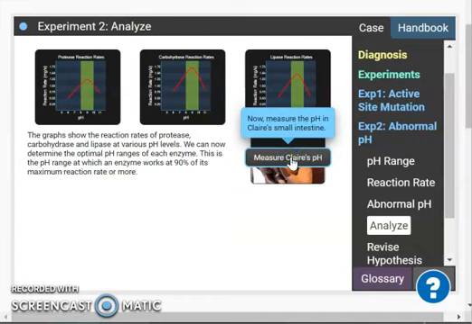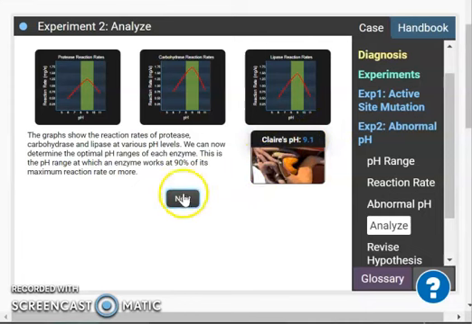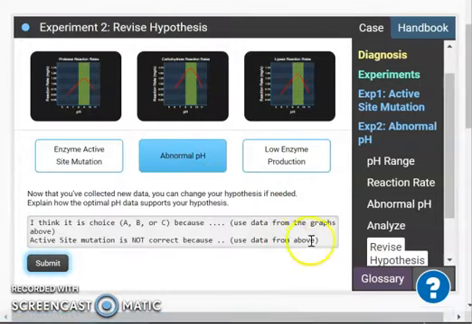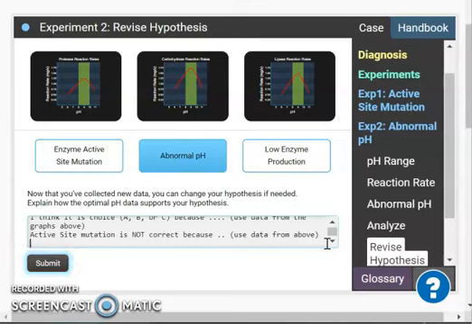Next, we'll measure the pH in Claire's small intestine. It is 9.1. We want to see if the pH of Claire's small intestine is within or above the optimal range of each enzyme as we look at these graphs. You want to answer these and click Submit. We can then revise our hypothesis again. Now here, we can identify that abnormal pH is not correct because, and again, use data from above and click Submit.